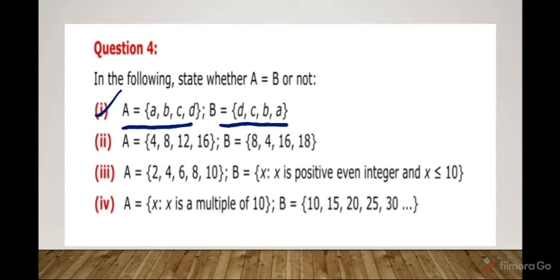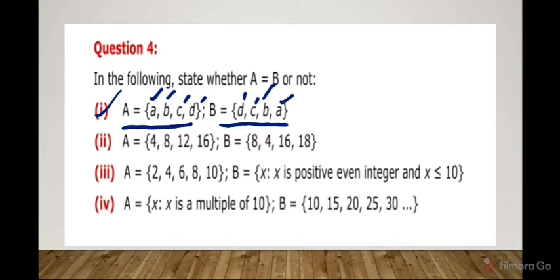Capital A set contains small a. Capital B also contains small a. The first set contains b, the second set also contains b. This one contains c, this one also contains c. This one contains d, this one also contains d.